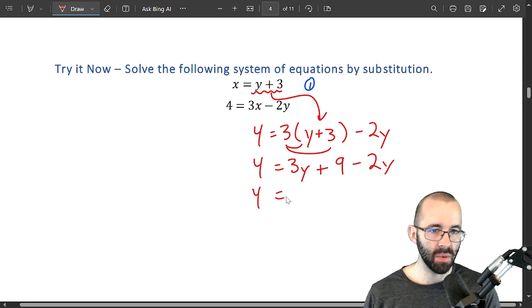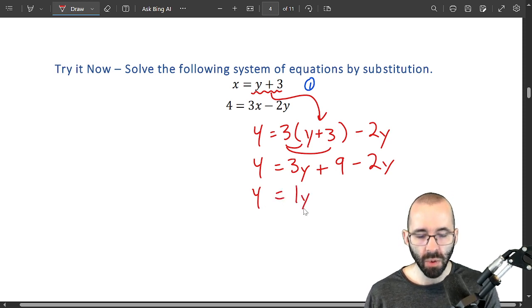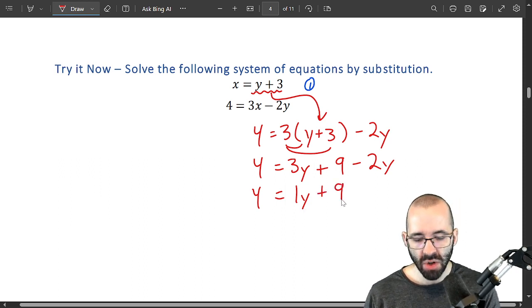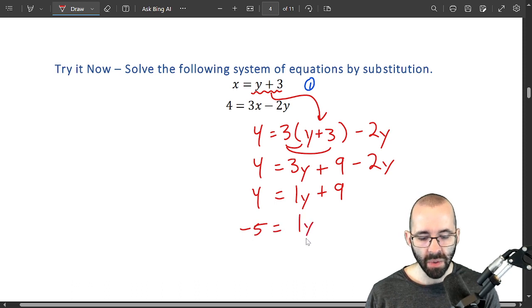And we'll simplify some more. We have 3 y's. We're losing 2 of the y's. Well, now we only have 1 y. You don't have to write the 1. We'll subtract 9 from both sides. And that'll give us that 1y is negative 5. That means y is negative 5. That was step 2.